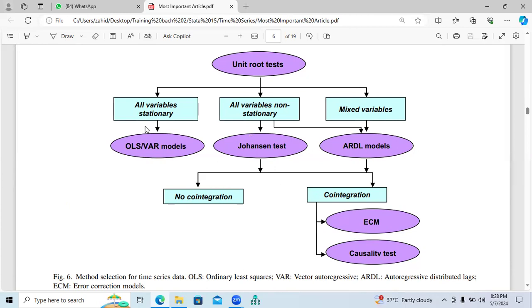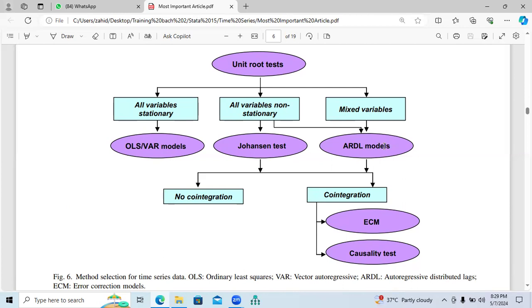For example, if all variables are stationary, you can apply OLS or VAR models. If all variables are non-stationary, then either you need to apply the ARDL model or Johansen test, where you can find out whether your variables are co-integrated or non-co-integrated. If they are co-integrated, you can consider the ECM or causality test.